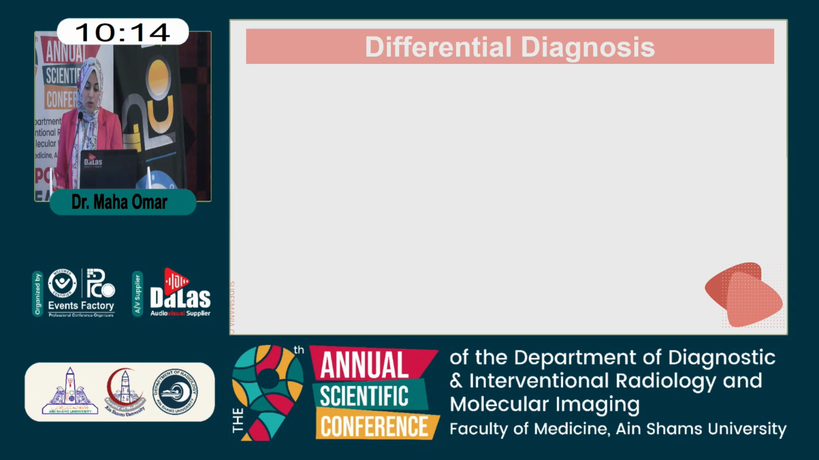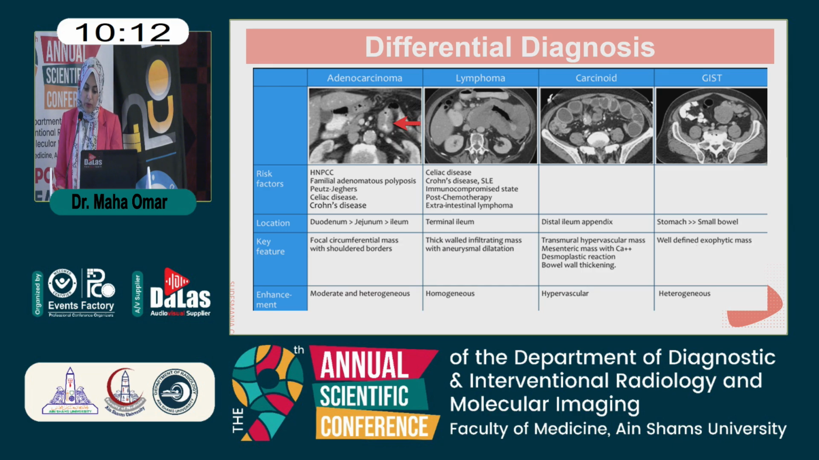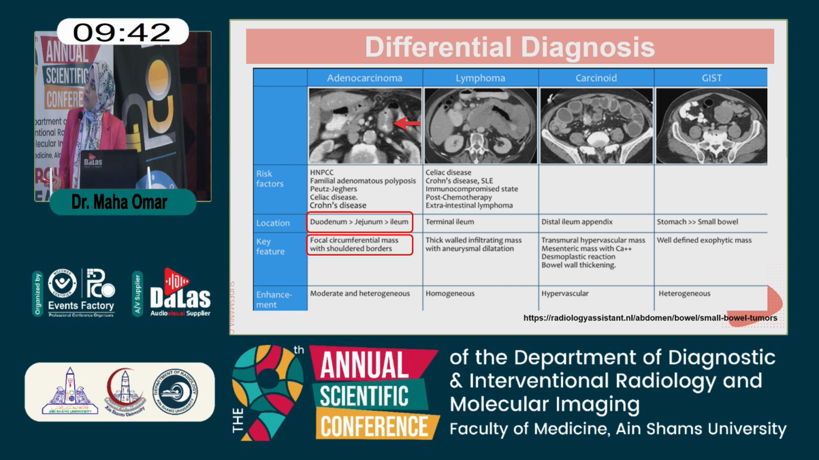So, the differential diagnosis of small bowel tumors includes adenocarcinoma, lymphoma, carcinoid tumors, and GIST tumors. This table explains in short the differentiation between them regarding the location, the key imaging features, and the enhancement pattern. As we can see here, for adenocarcinoma, the most common location is the duodenum, followed by the jejunum, then the ileum. It is presented mainly as focal circumferential mass with shouldered borders, as in this image.